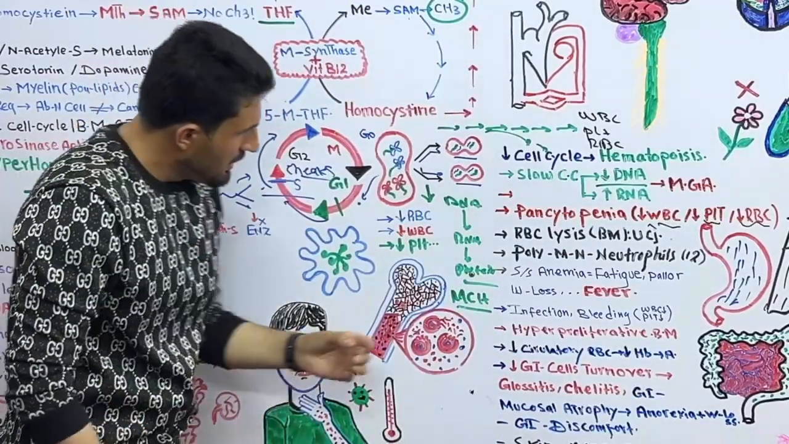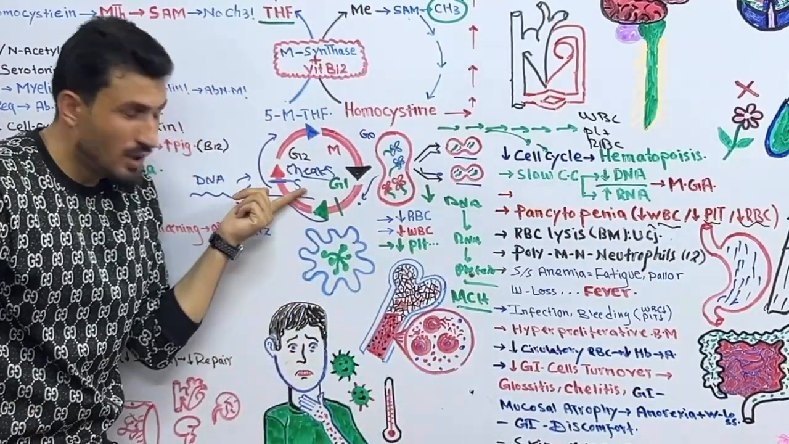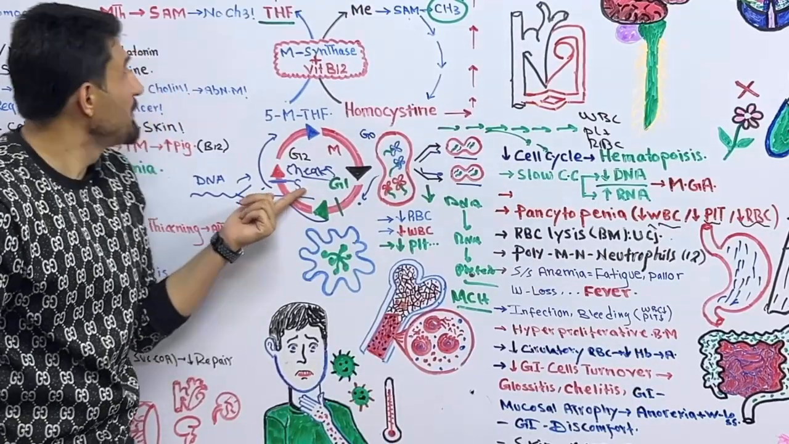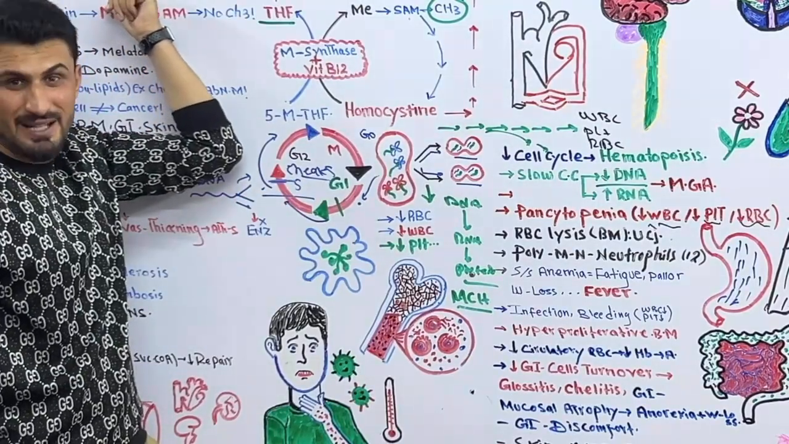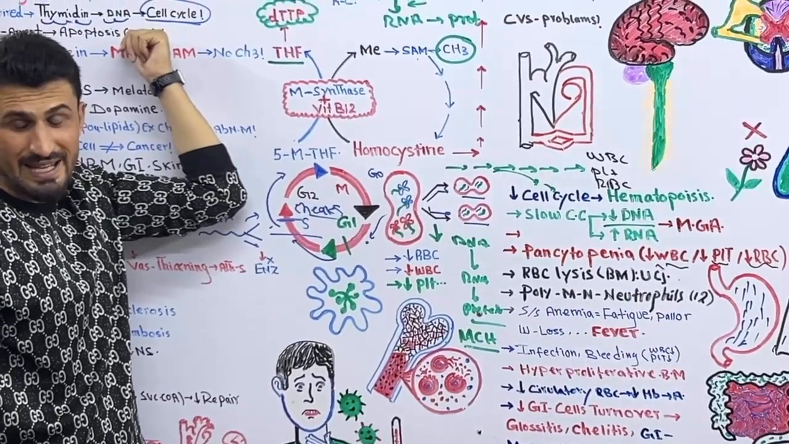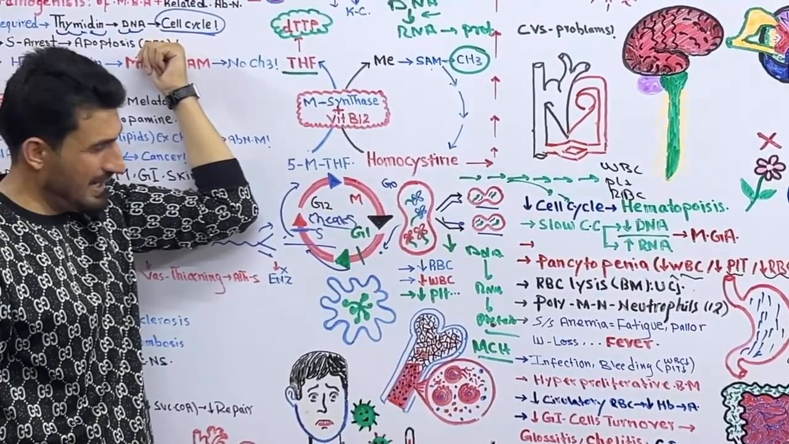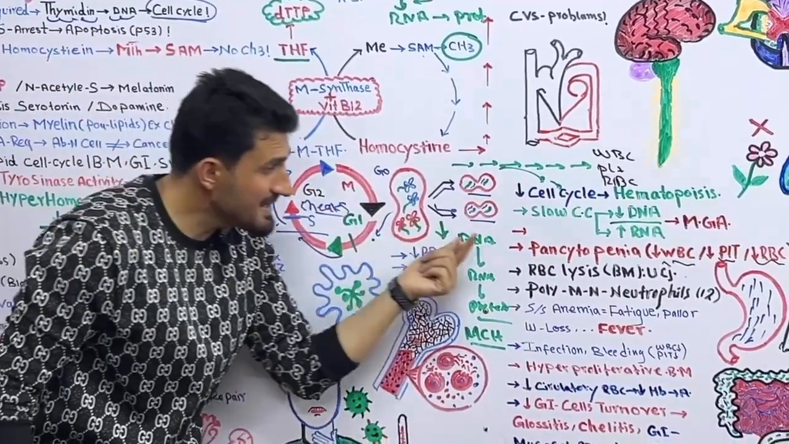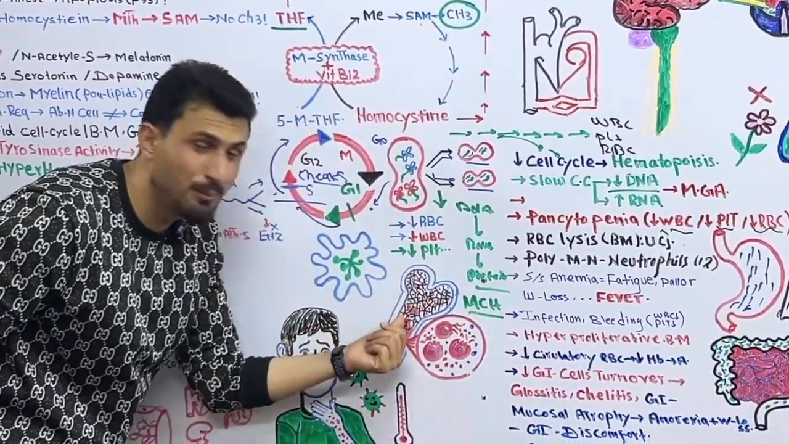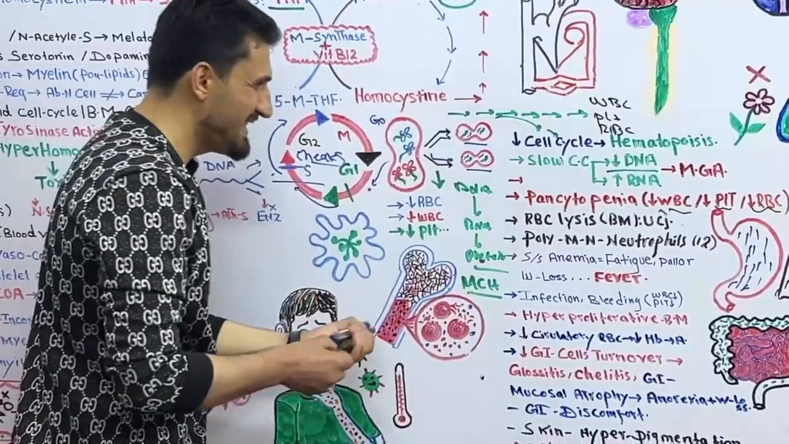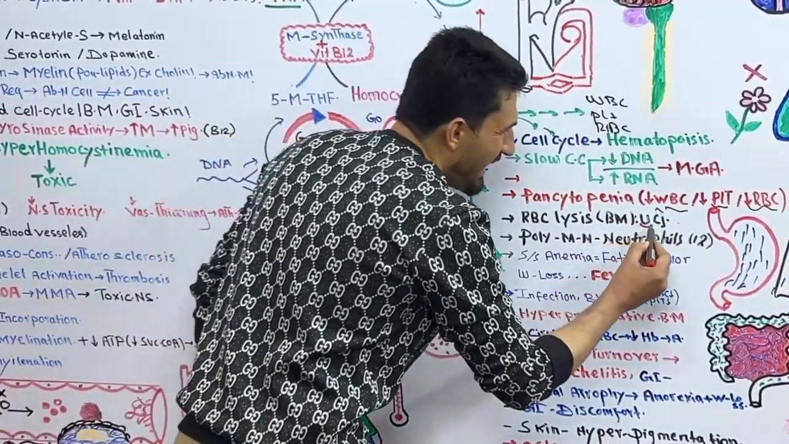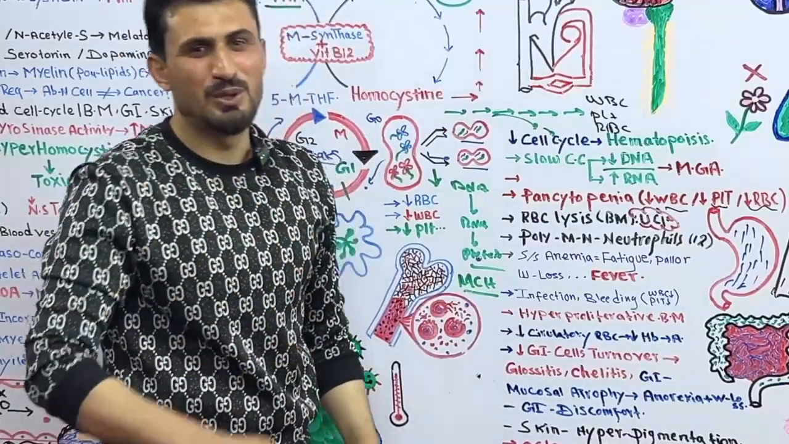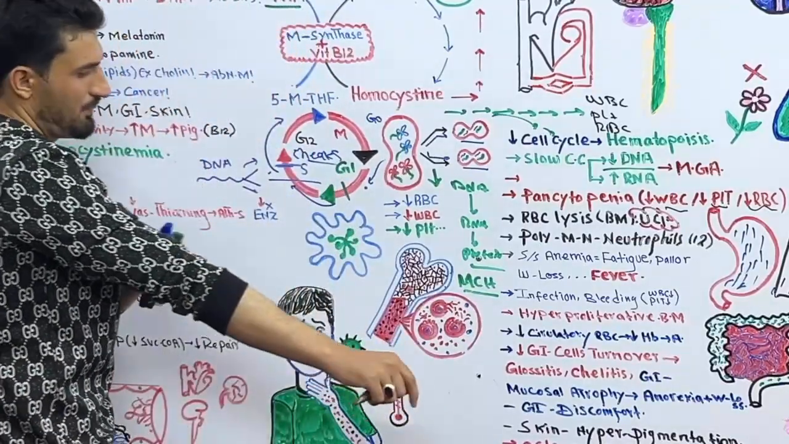Plus, due to abnormal synthesis of genes, apoptosis is activated, and apoptosis is cell death, it is cell suicide. Now, due to lysis of RBCs inside the bone marrow, unconjugated bilirubin will be produced. Let me explain unconjugated bilirubin.